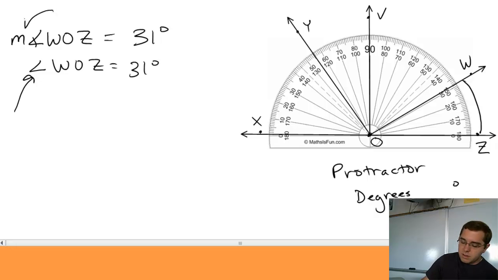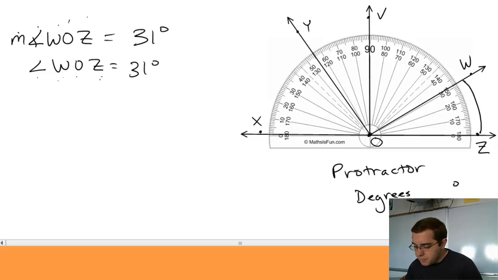Okay? So if I want to talk about the measure of the angle, I will mostly be using this notation. Your book uses mostly this notation. Either one is acceptable. It does matter, though, whether you put the mark on the angle or not. You put the mark if you're talking about the angle itself. So here we're talking about the measure of angle WOZ. Here we're talking about the angle. Here I'm talking about the size of that angle, so I don't put the mark.